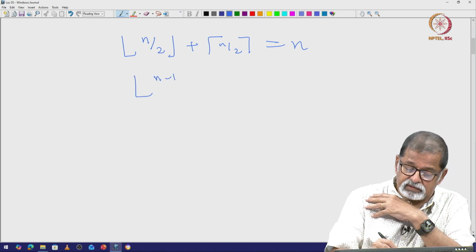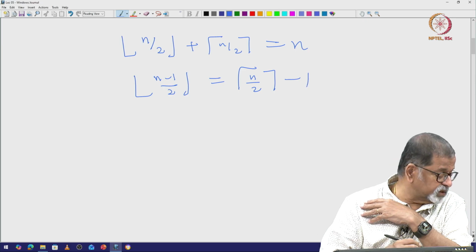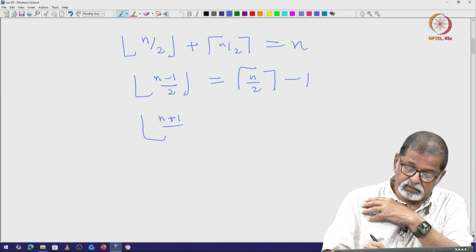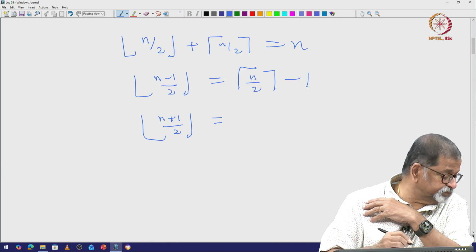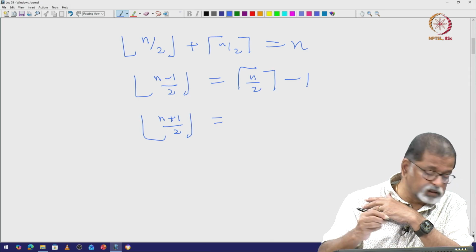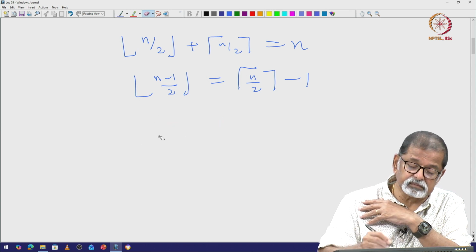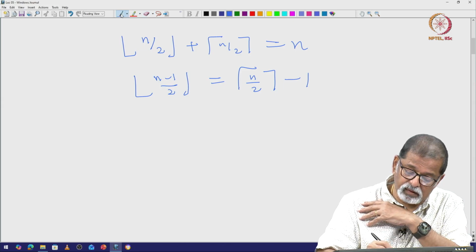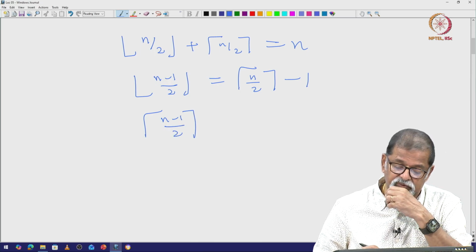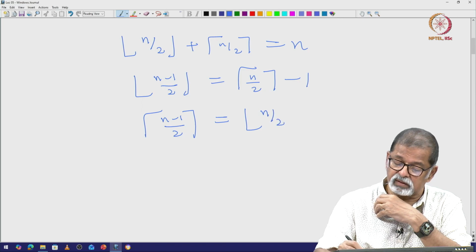We also have floor((n-1)/2) is ceil(n/2) minus 1, and we have floor((n+1)/2) and ceil(n) minus ceil((n-1)/2). Floor((n-1)/2) we have checked, and ceil((n-1)/2) is same as floor(n/2).